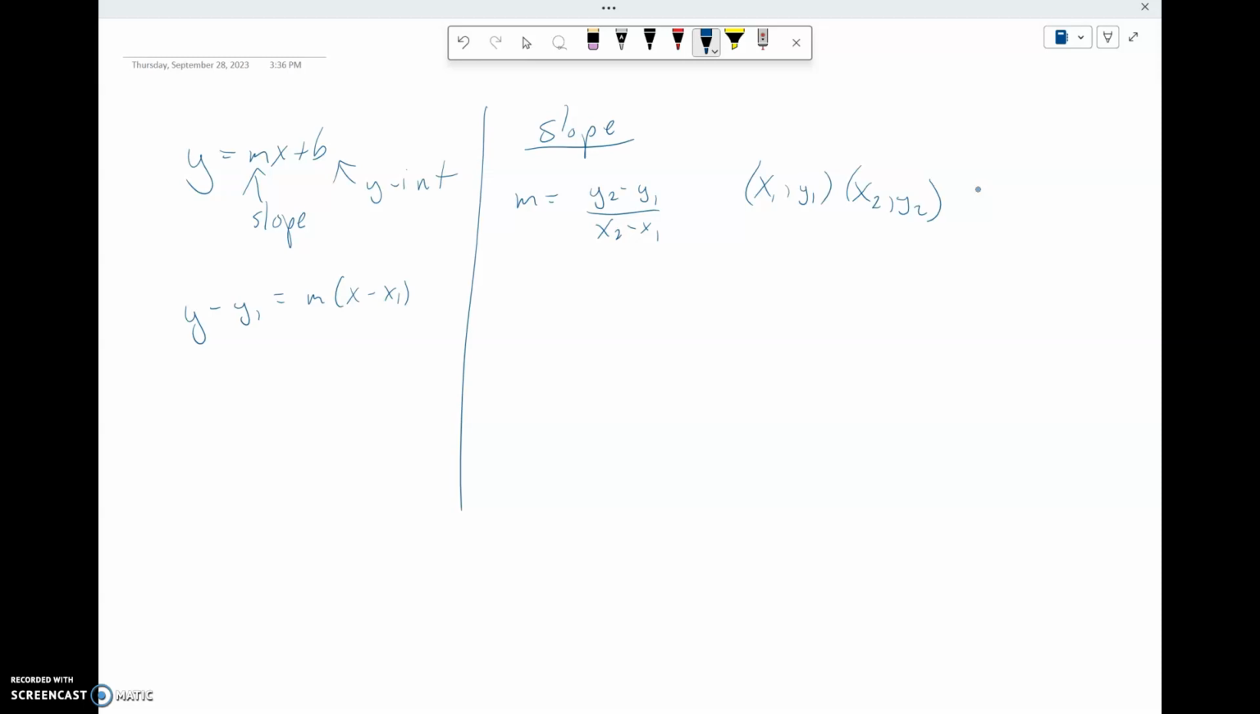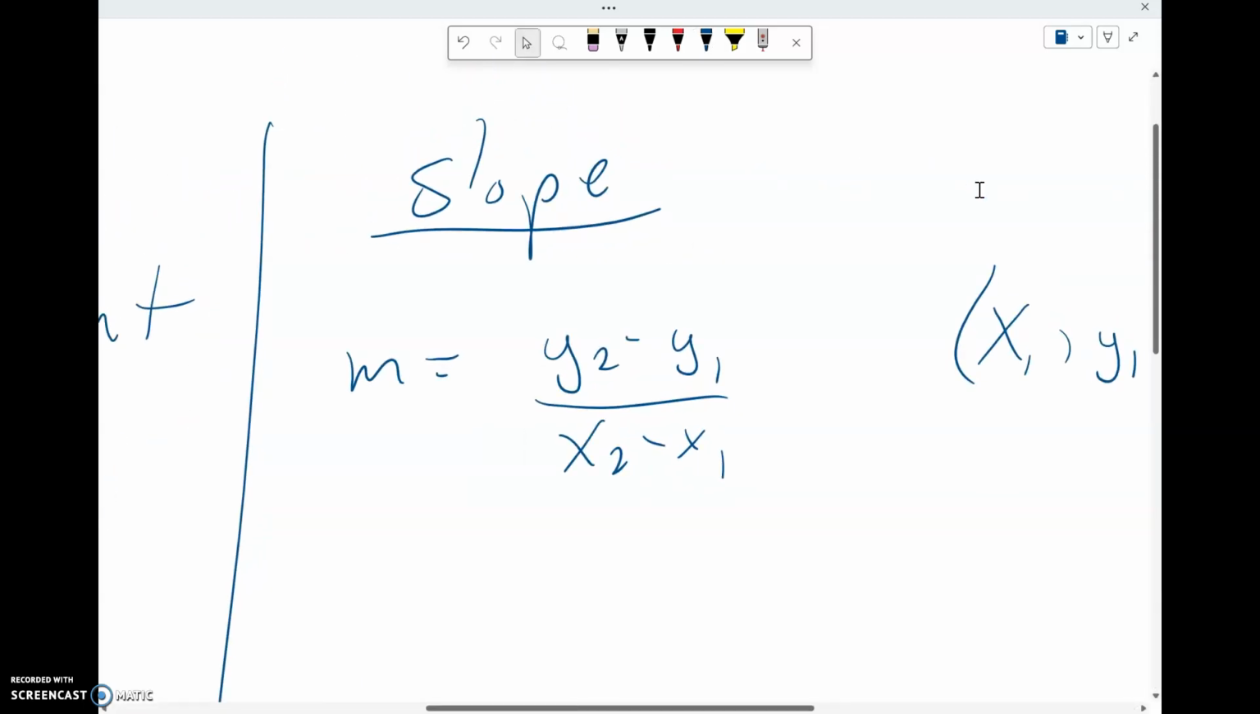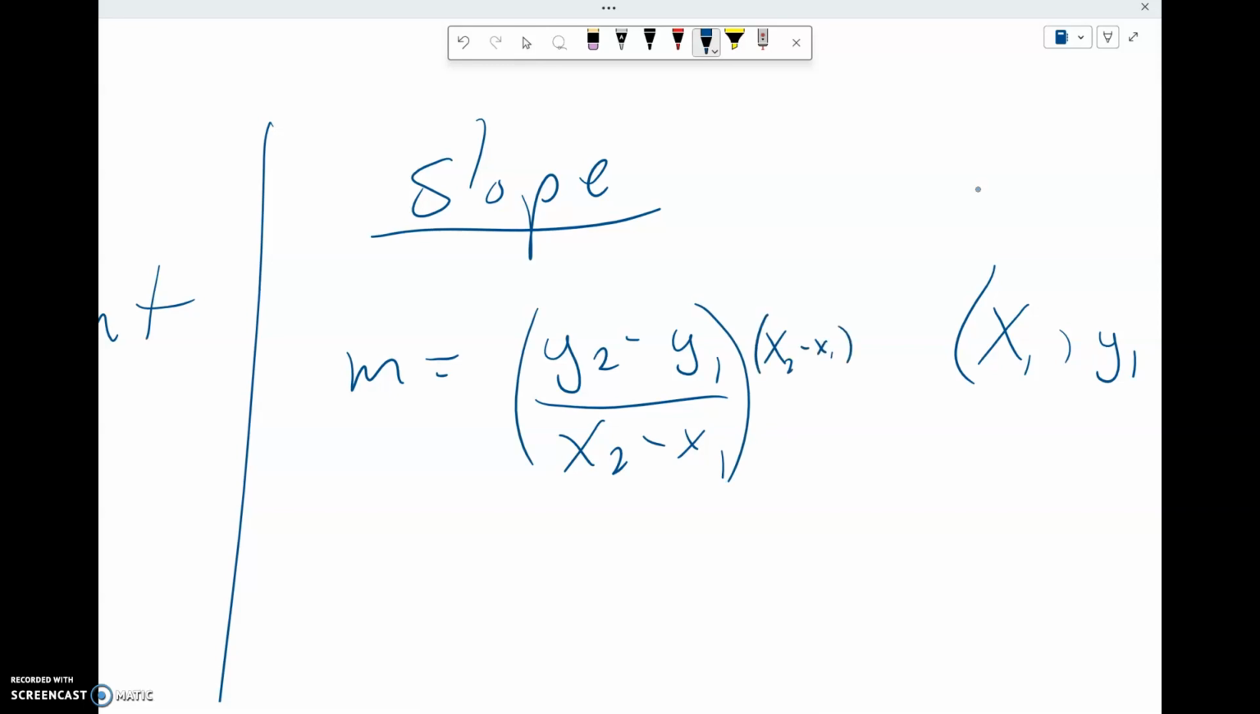But if I look at this formula in a little more detail, think about this. What would happen if I multiplied both sides of the equation by the denominator, x2 minus x1? I'll put parentheses around that too. Whatever I do to one side, I need to do to the other side to balance out the equation. On the right-hand side, the denominator cancels with that new factor, and I'm left with this: x2 minus x1, that quantity, multiplied by m, equals y2 minus y1.